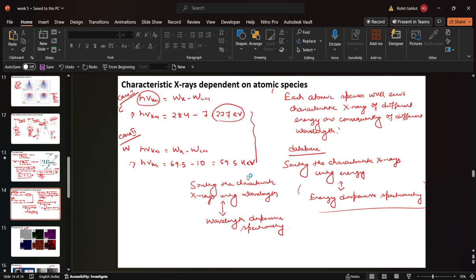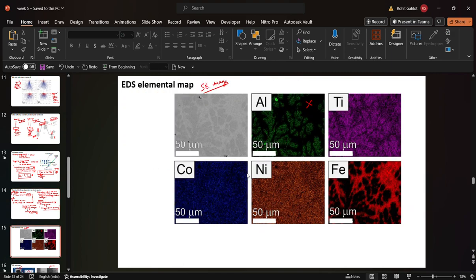Okay, so this is the EDS elemental mapping. By this you can see that this was your specimen on which you did your EDS mapping, and then you can see where your element is aluminum rich, here it is titanium rich, while here it is iron rich.